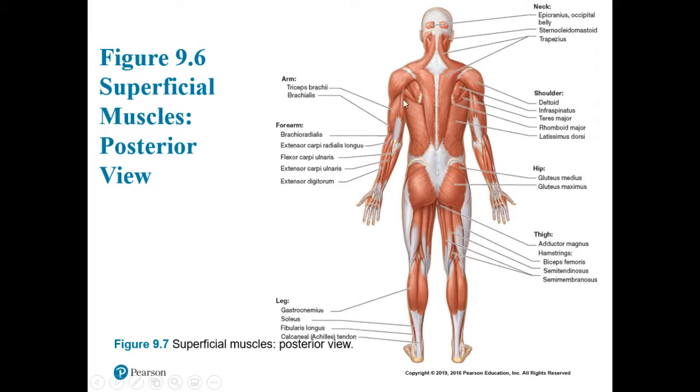I talked about the triceps brachii. I talked about the brachialis, brachioradialis, extensor carpi radialis. I talked about all these right here. Now on the forearm, and I'll get into the details of these.